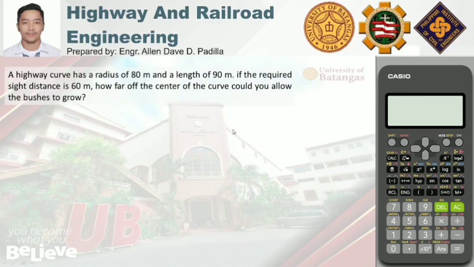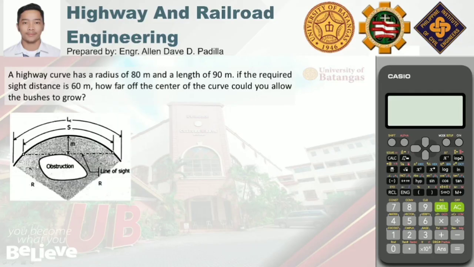Next, a highway curve has a radius of 80 meters and a length of 90 meters. If the required sight distance is 60 meters, how far off the center of the curve could you allow the bushes to grow? So, ang pinag-uusapan natin dito is horizontal curve. Ito yung figure, katulad nung kanina sa discussion natin. So, we have R equal to 80 meters. Yun yung radius. We have length ng curve equal to 90 meters. And S equal to 60 meters. So, ang hinahanap natin dito is yung value ng M or yung clearance.